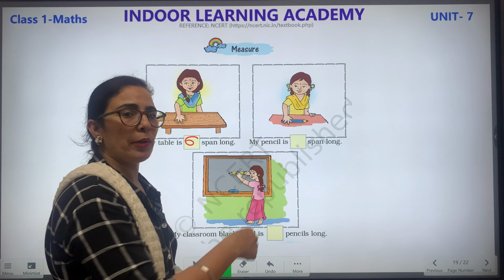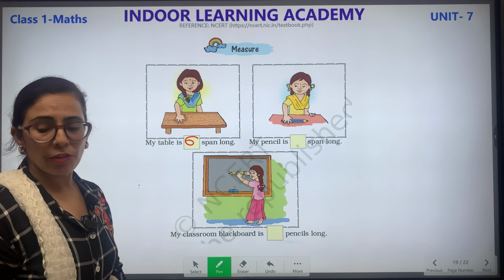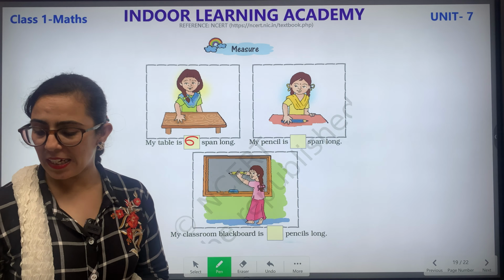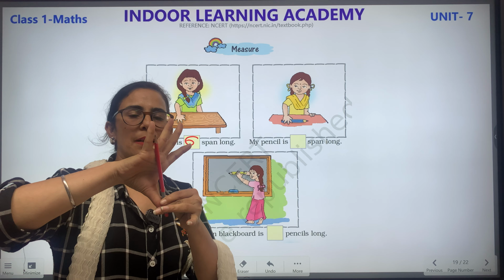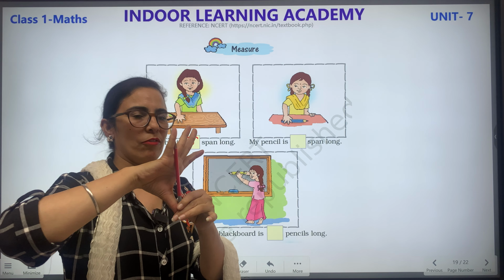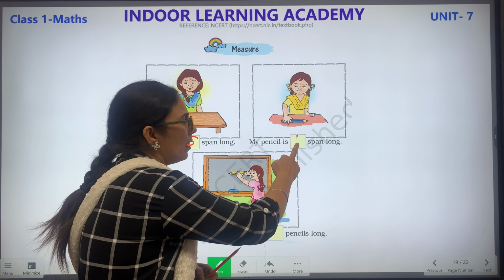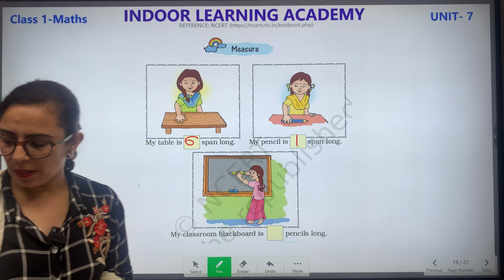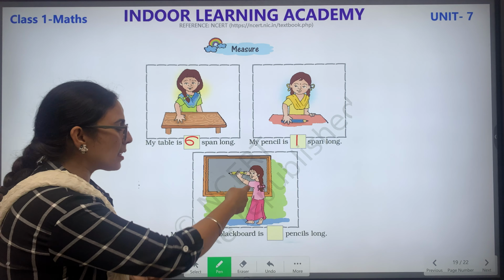Now what is she doing here? She is measuring her pencil. So the pencil might be 1 span long. Fine. So what we will write here? We will write 1.